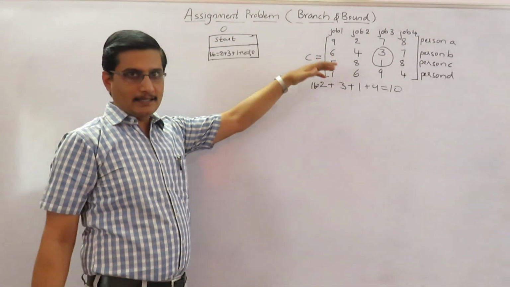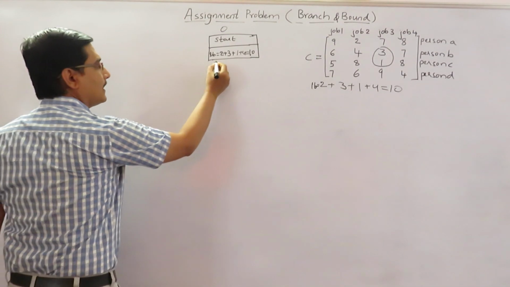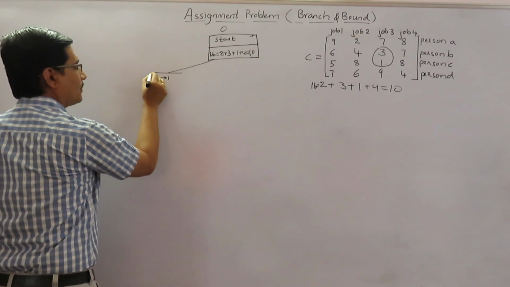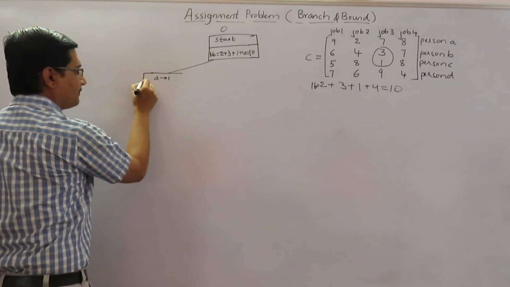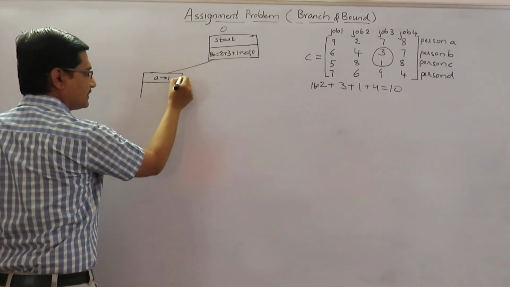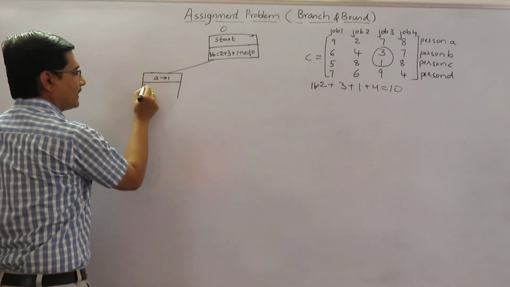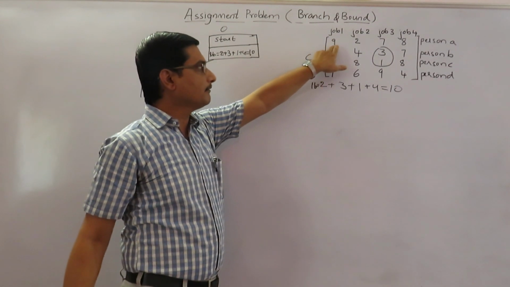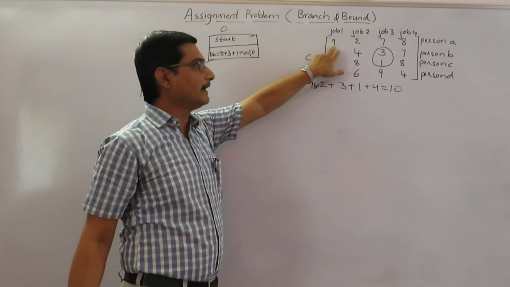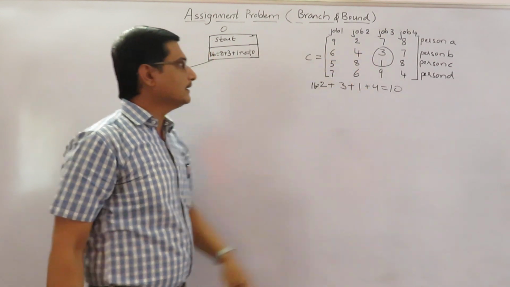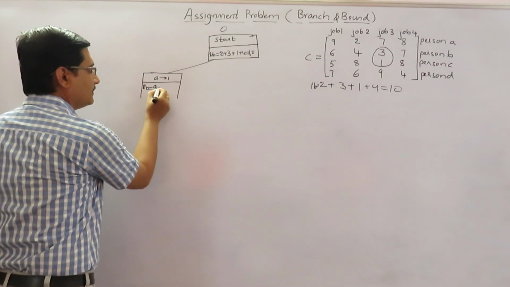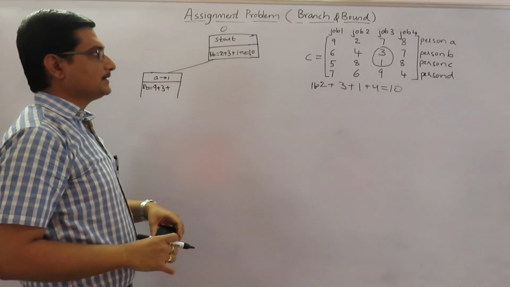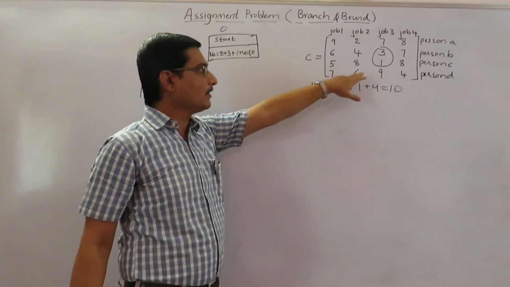If this is promising and it is also a live node, we will go for assigning 4 different jobs to person A. That is our first choice. So if we assign job 1 to A, then the lower bound we can calculate like this. We have assigned the first job to A, and the value of that job is 9. Then we have to take the next least value for person B, that is 3, and for person C, we cannot take this value.